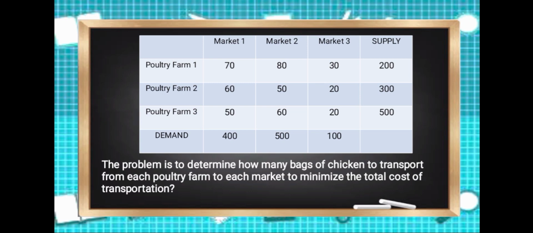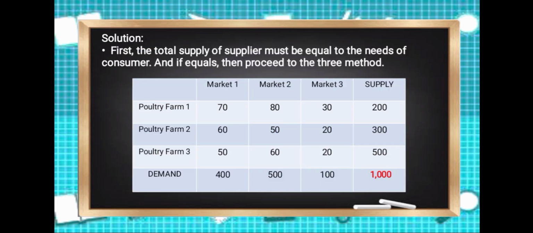So this is the table of the problem. The source is poultry farm 1, 2, and 3, and the destination is market 1, 2, and 3, each with a supply and demand. The problem is to determine how many bags of chicken to transport from each poultry farm to each market to minimize the total cost of transportation.